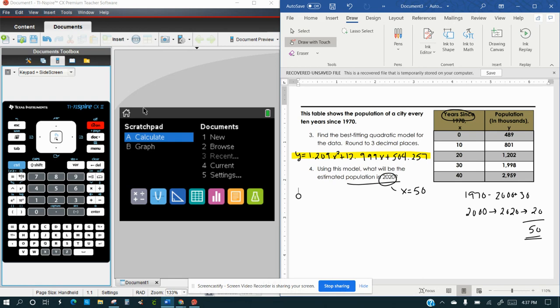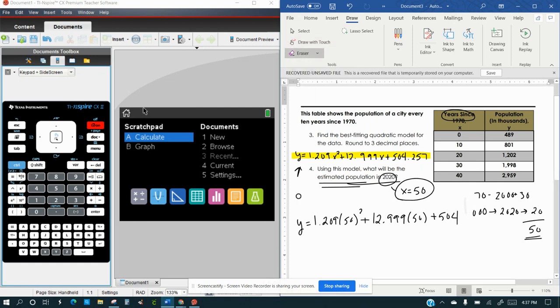So what we're going to do is, in order to estimate the population, which is what this question wants, we're going to take this x equals 50 and substitute it into my equation from the previous question. So we have y equals 1.209 times 50 squared plus 12.999 times 50 plus 504.257.